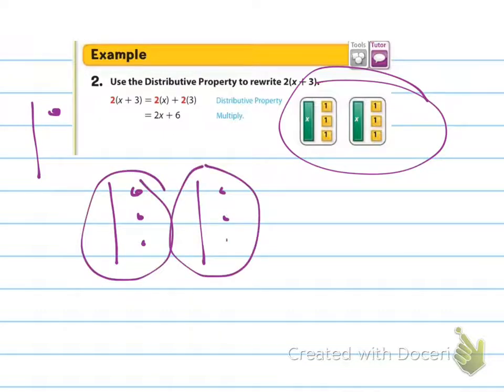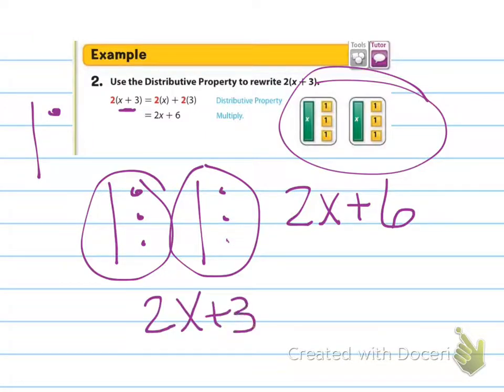Okay? And so if I'm figuring out how much I have all together, then I would say, okay, I've got 2 x's plus I have 6 1's. And so there's my answer, which is the same as saying 2 times x plus 2 times 3. And you can't forget to do the 2 times 3. That's where people make a lot of mistakes. A lot of times people are going to say, oh, the answer is 2x plus 3. No, if you look at this, you've got 6 dots here. That's a lot more than 3.